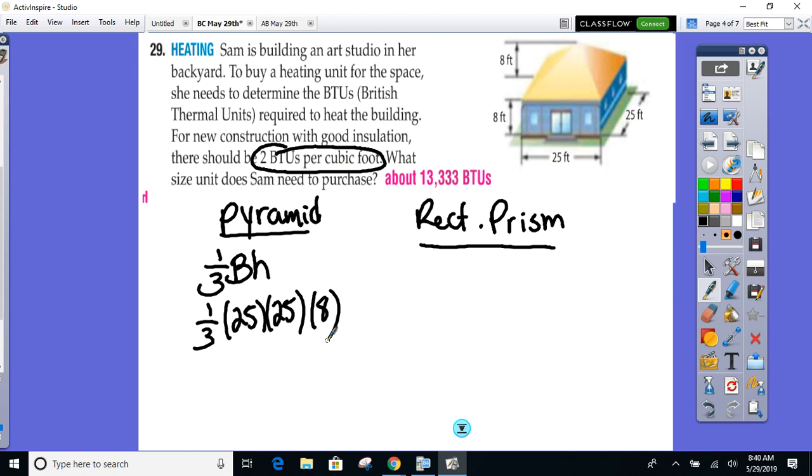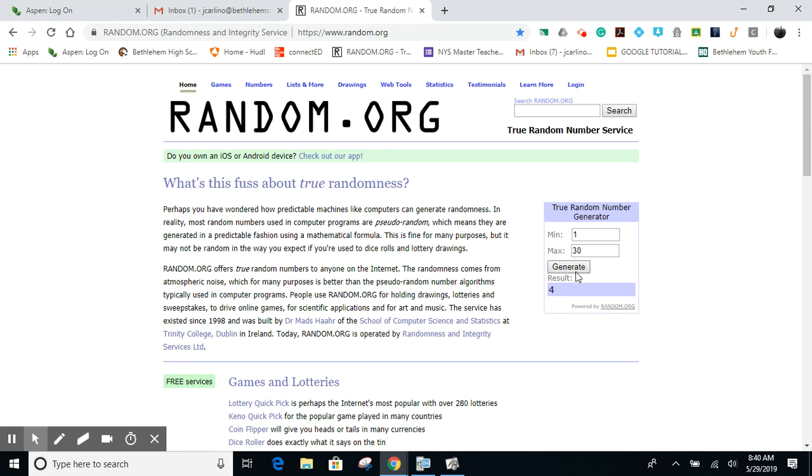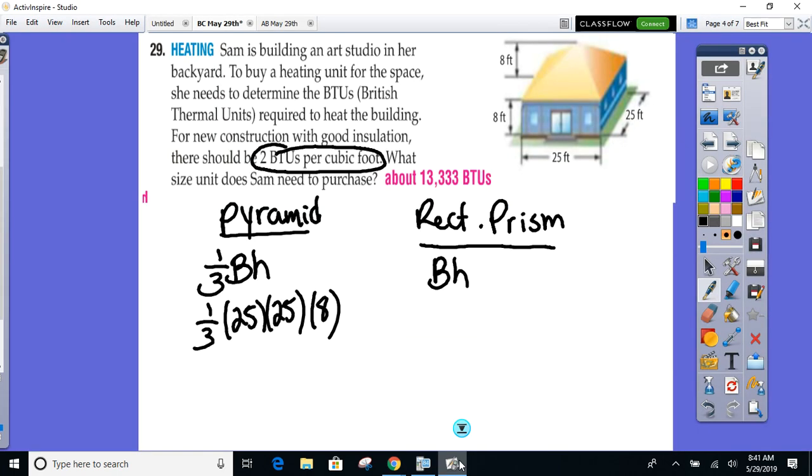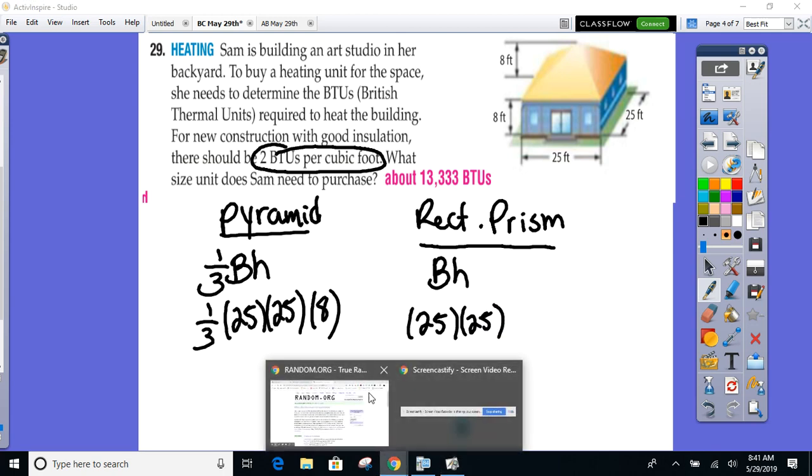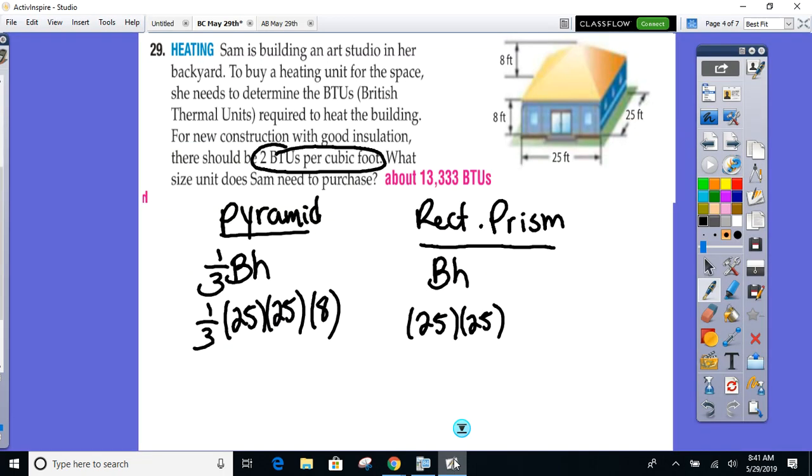So everyone all right so far? Rectangular prism. That's just big B times H. What do you got for me? Big B. How do I calculate it? How about the height of that rectangular prism? 8. Great job. Okay. Everyone good so far?